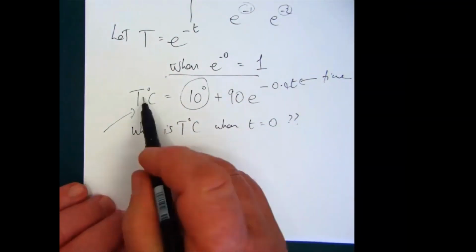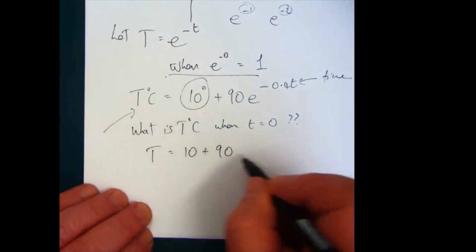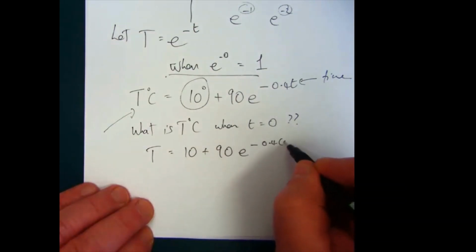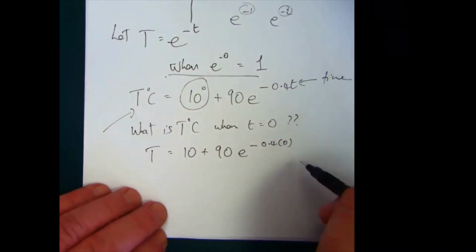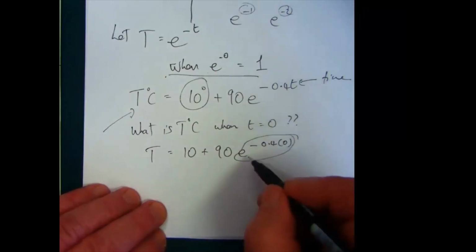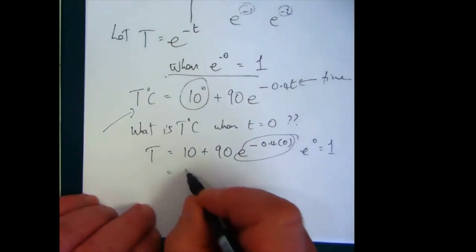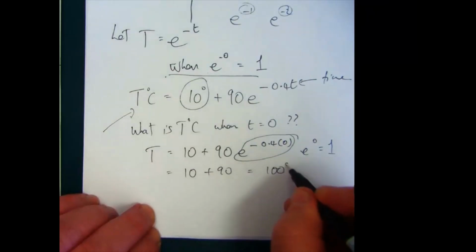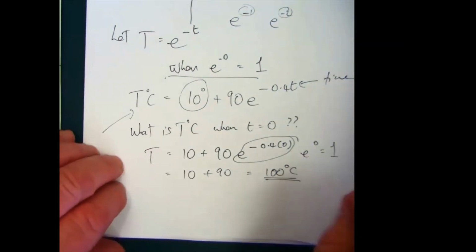Well, yes, we can. We want to find this, so we say, right, big T equals the 10 plus the 90 multiplied by e to the -0.4 multiplied by 0, because t is 0. This is the start of the actual cooling. Nothing times this power is nothing, so effectively this is again e to the 0, which, as you remember, is 1. So now we've got 10 plus 90 times 1 is 90. So we have 100 degrees Celsius as our starting temperature. Okay, so that's nice and straightforward.